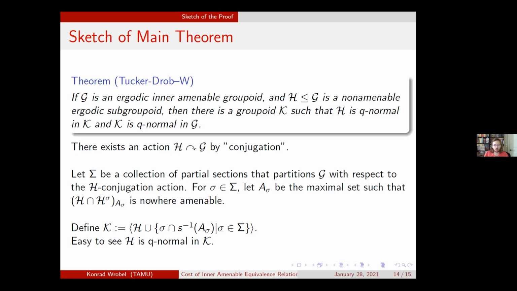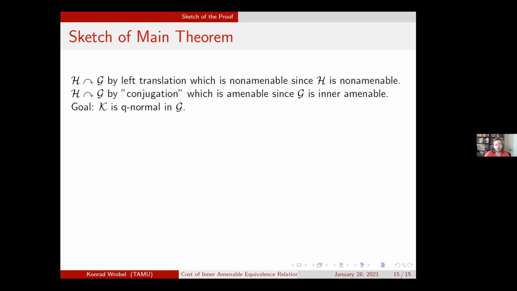And in order to do this, we actually look at another action of H on the group. So there are two different actions of H on the group that we have going on. There's an action by left translation, as well as an action by conjugation.